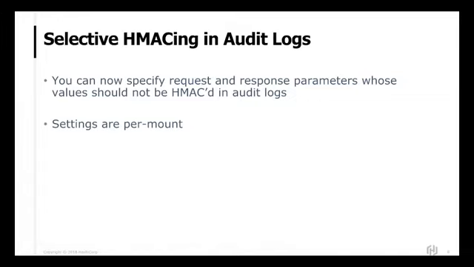Selective HMACing in audit logs. So on a per mount basis for a secret engine or an auth method, you're now able to say, when auditing, if this key appears in the data for either the request or response, don't actually HMAC it. We've seen this a lot when people have identifiers that are useful, that they want to be able to see, like how does this audit log entry correlate to a particular user or particular identifier in some way. So now you can say, hey, I want to keep this in plain text and track them more easily.